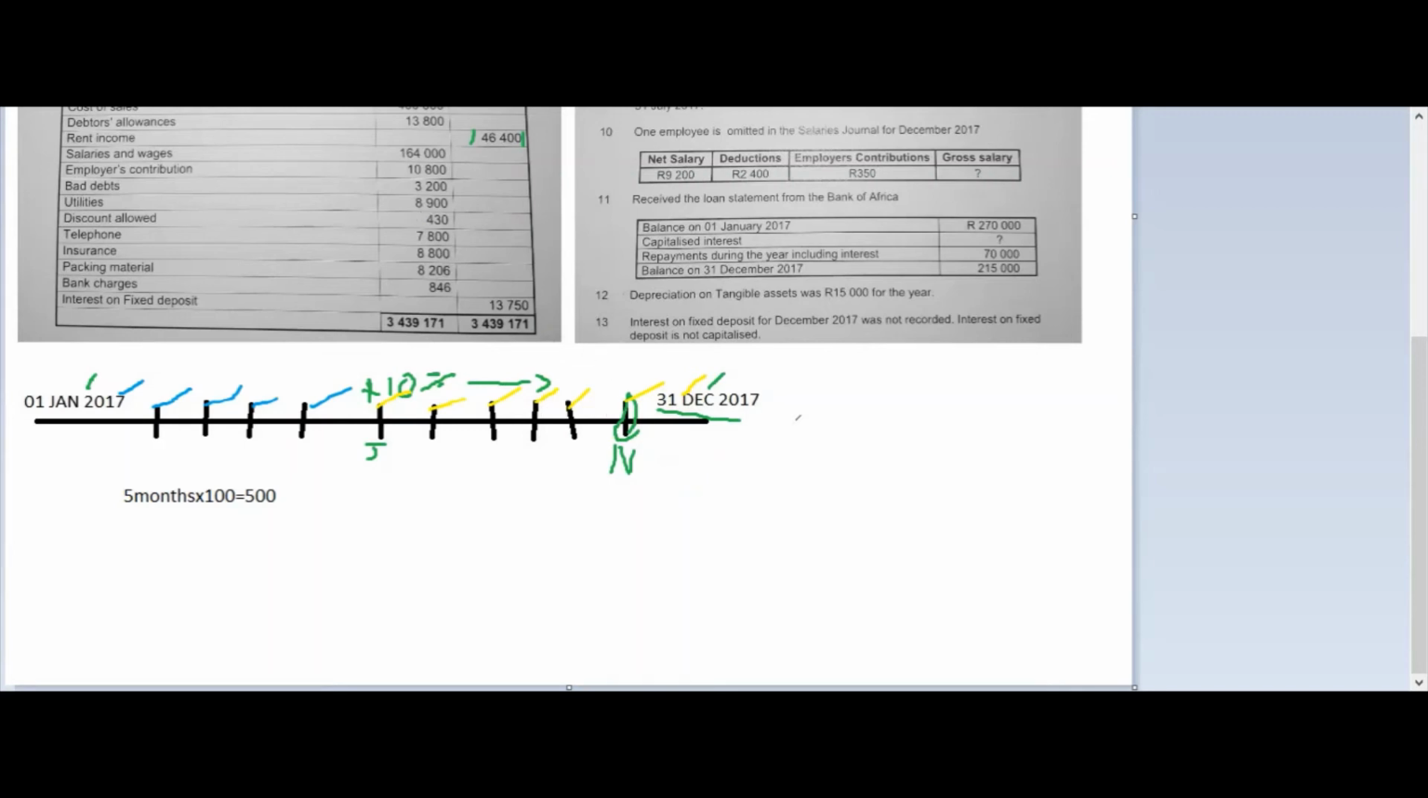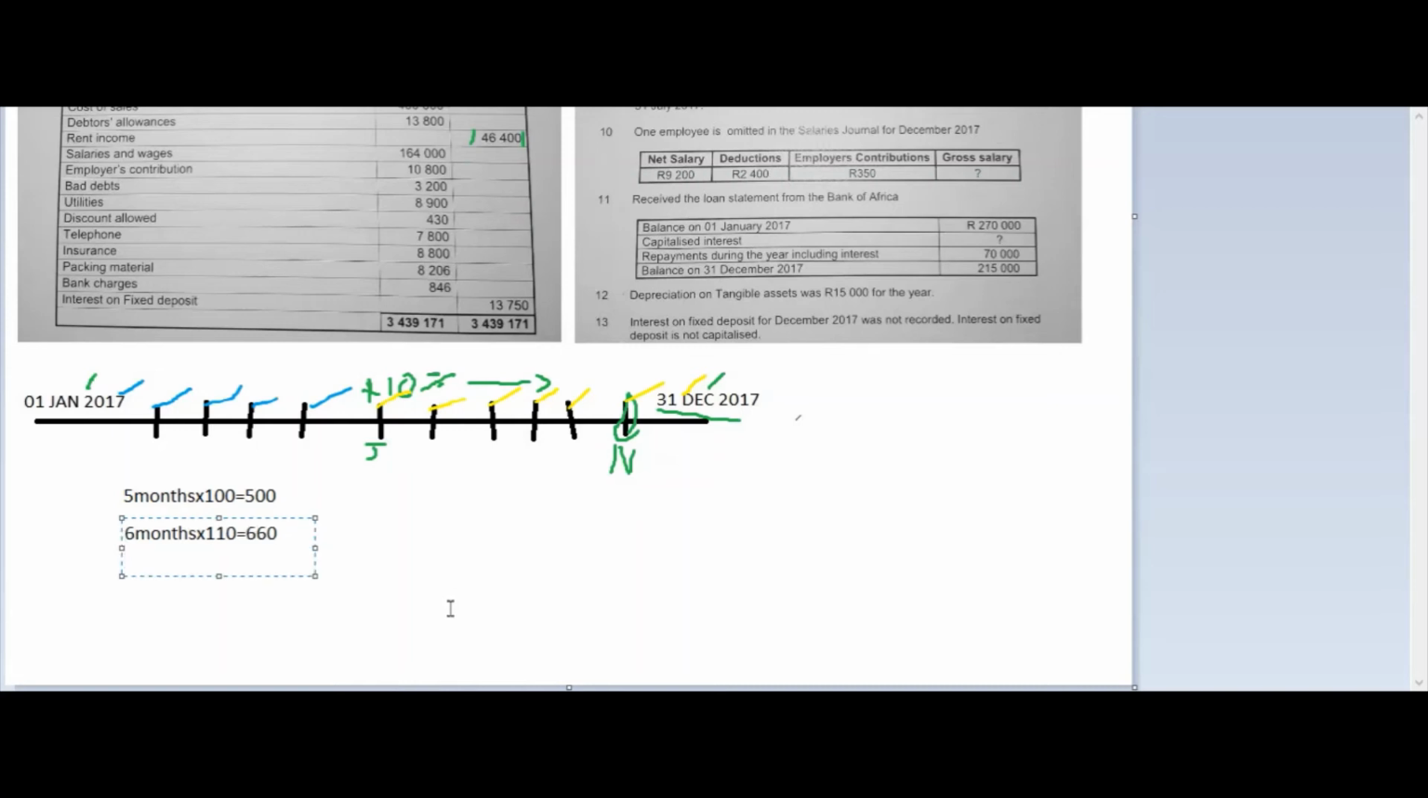So I'm going to take these months over here, which is 1, 2, 3, 4, 5, 6, which is 6 months, multiply that by the 10% increase, which will be 100 plus 10, which is 110, and that equals 660.